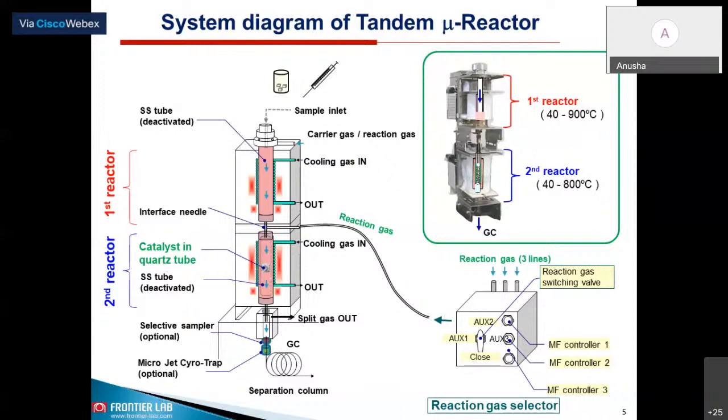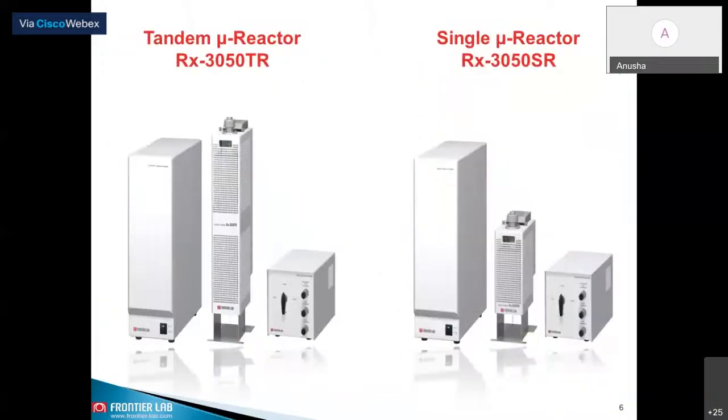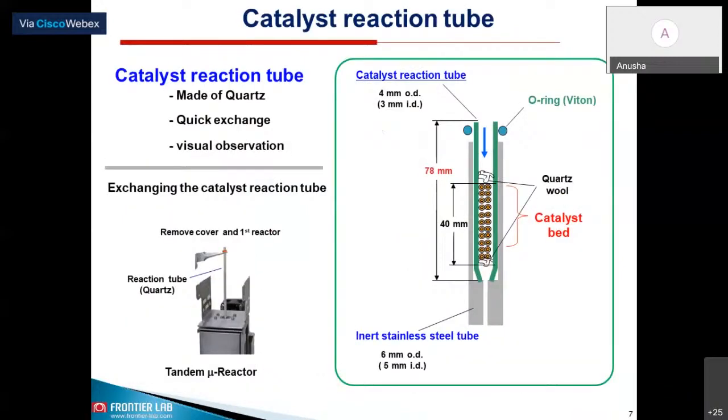So this is how the overall view of the tandem microreactor looks. You can see here very clearly all the connections and also the flow controllers. This is how the outer look of the tandem microreactor looks. We have the tandem microreactor in two modes, the single microreactor and also the tandem microreactor. On going further, I'll explain what the differences between the both are. As I told you, the main role is the catalyst. So this is how the catalyst reaction tube looks.